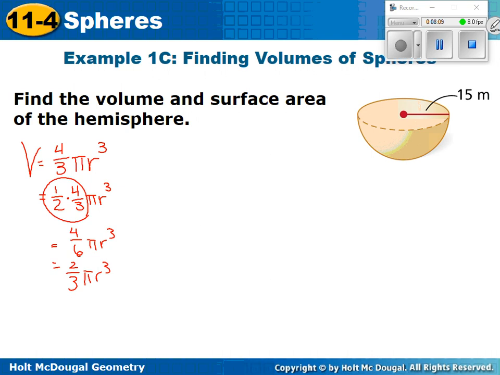So if you wanted to memorize the volume of a hemisphere, it is 2/3 pi r cubed. You do not need to memorize that. You can just find the volume of the sphere and divide it by 2 at the end, and it's totally fine. Okay? So either way you want to think about it. Plug it in. What's our radius? 15. So you're going to cube 15. What is 15 cubed?